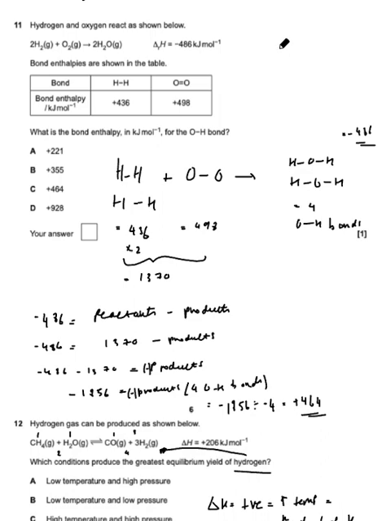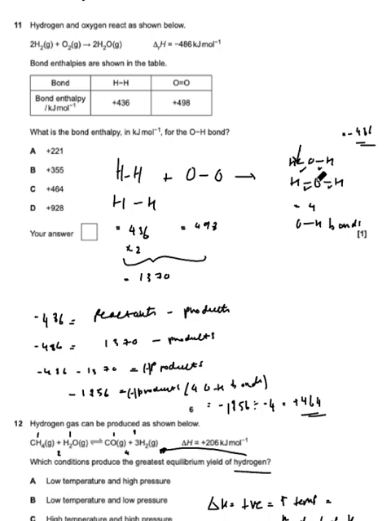Hydrogen and oxygen react as shown below. What is the bond enthalpy for the OH bond? Okay, so let's draw out what we have. We have 2 lots of H2 bonded. So this is what H2 looks like, and we have 2 lots of that. We also have 1 lot of O bonded to O, and that gives us H2O, but we've got 2 lots of H2Os. And they want us to work out this bond. Now, we have a total of 4 OH bonds. We have this one, that one, that one, and that one.